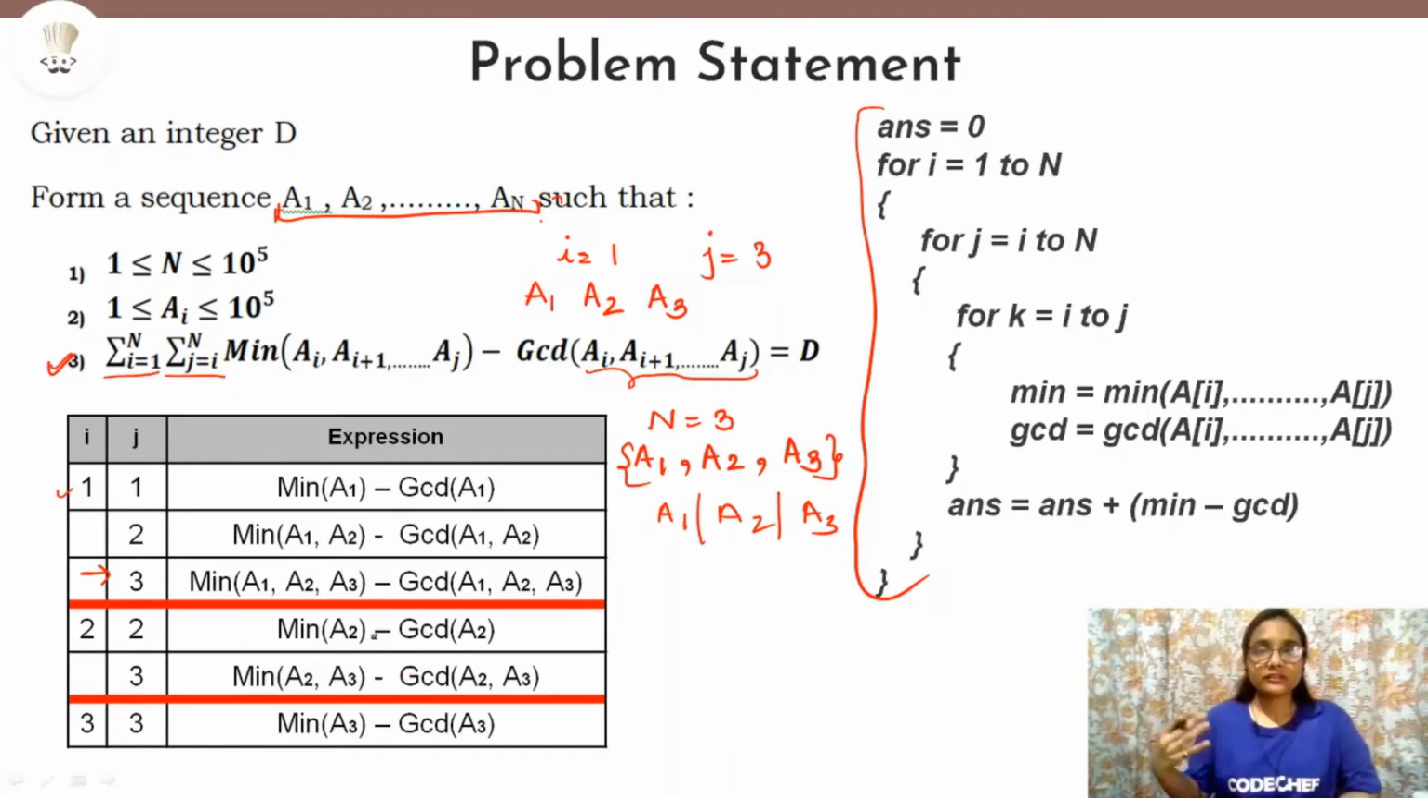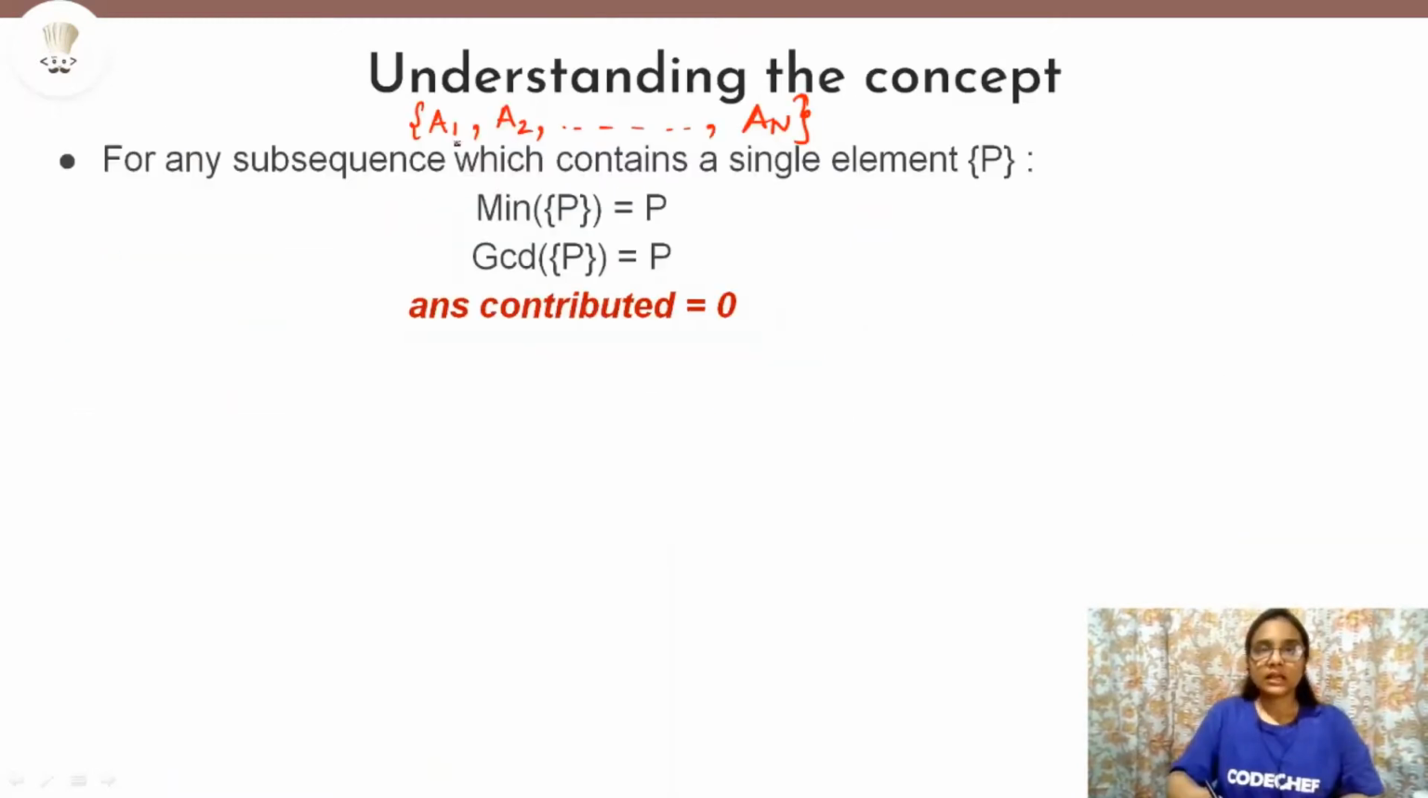So now in the further problem, we are just going to talk about these subsequences, because our problem reduces down to calculating this expression for all the subsequences of our sequence. Now we are supposed to find the sequence, right? A1, A2 up to AN. Let's talk about some subsequences and what answer they will contribute to our summation.